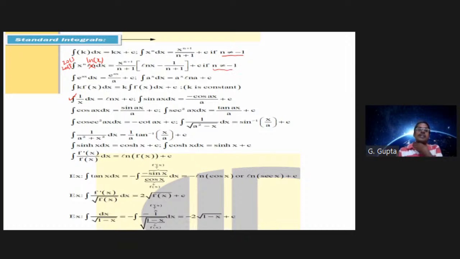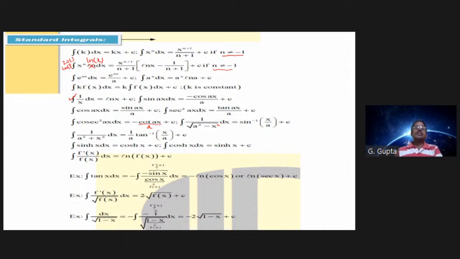Constant into any x term integration, if they ask, the constant simply multiplies after integration of the x terms. Next, sin x integration is minus cos x. If x is multiplied by any constant, you should divide by that constant after integration, but in differentiation, you should multiply by the constant. So integral of cos ax is sin ax by a. Integral of secant square ax is tan ax by a. Integral of cosecant square ax is minus cot ax divided by a. Integral 1 by root over a square minus x square dx is equal to sin inverse of x upon a plus c. Integral 1 by a square plus x square dx is equal to 1 by a tan inverse of x by a plus c.